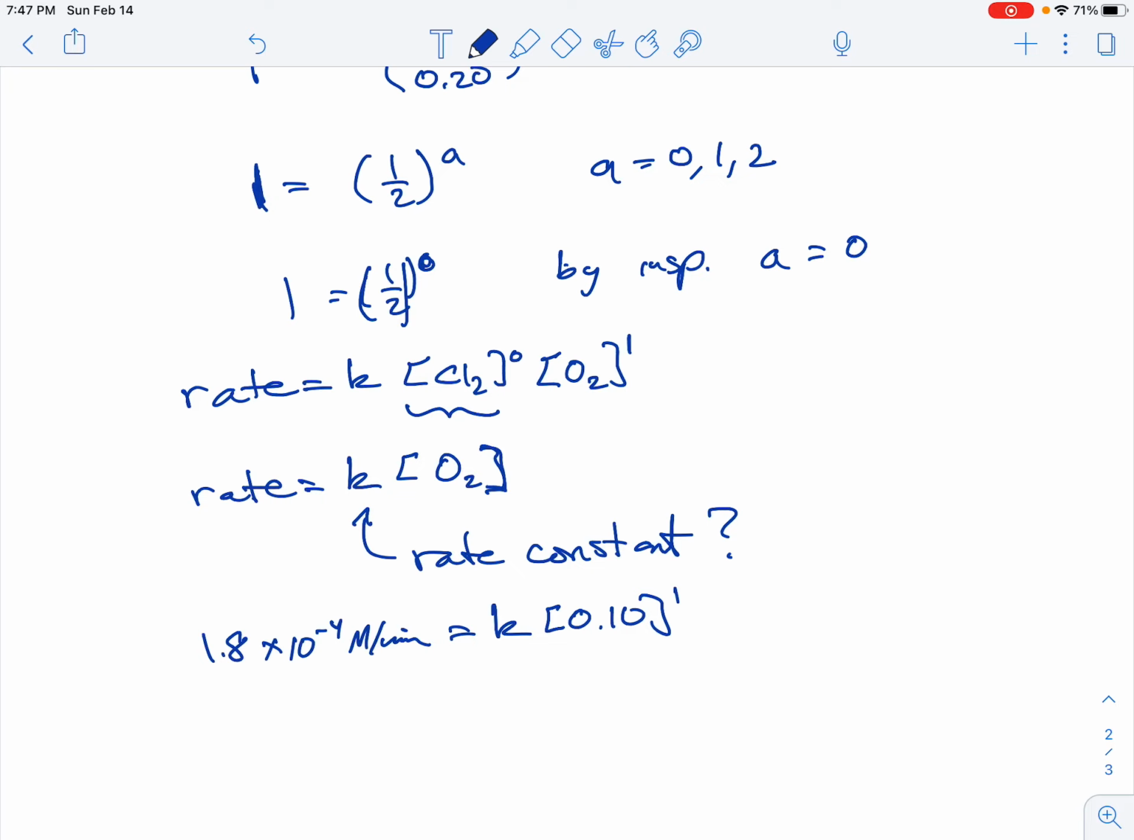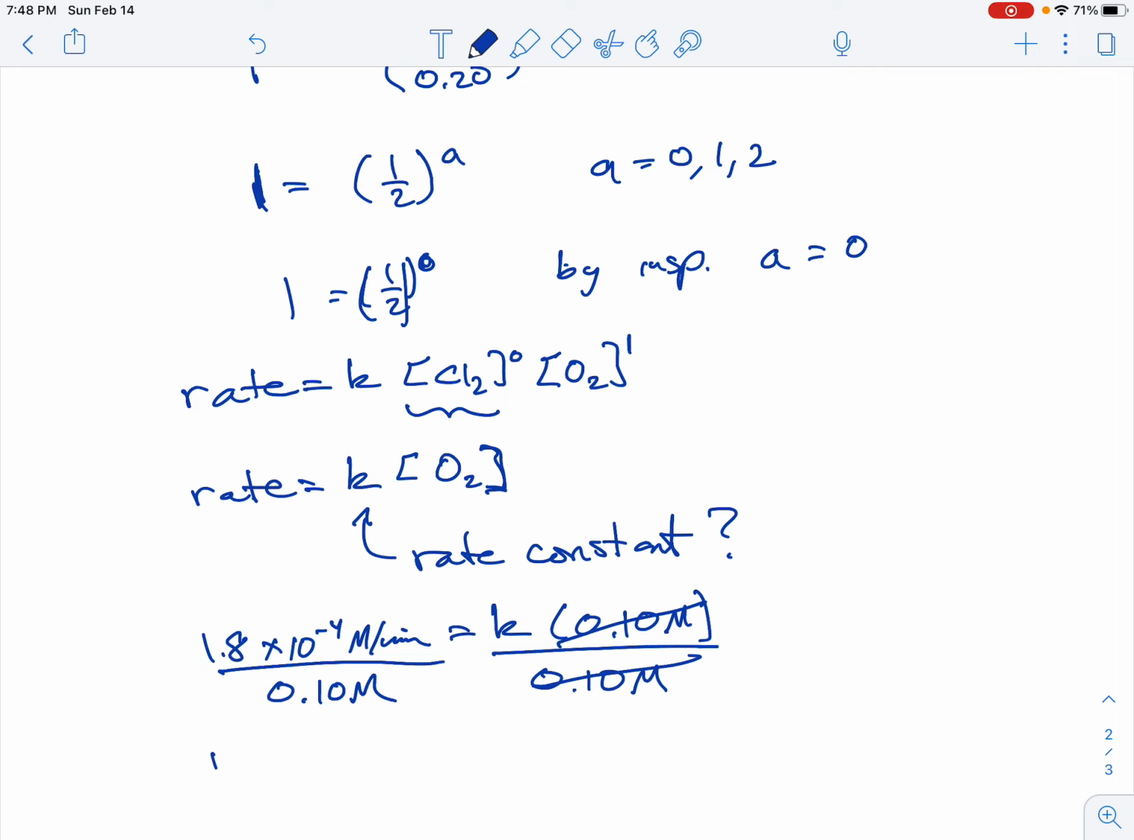Okay, so now, and actually here, we need to be careful. A lot of times when you write the brackets, you understand that the unit is molar, and so we frequently don't write it, but I'm going to write it explicitly here for reasons you're going to see in a second. So now to solve for K, this is straightforward algebra, I hope. We're going to divide both sides by 0.10 molar. Cancel, cancel. Now over here, dividing by 0.1 is the same as multiplying by 10. So that's 1.8 times 10 to the minus 3. Now notice here your units get a little tricky. You have molar and molar. Those cancel out, so you're left with per minute.